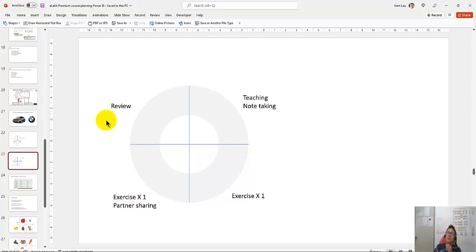So now, why is it that review must be done within the first 60 minutes? Why is this part missing? Because most teachers or most trainers don't understand this. I'm just saying most, not everyone. You need to allocate time for your participants, for students, to review by themselves.